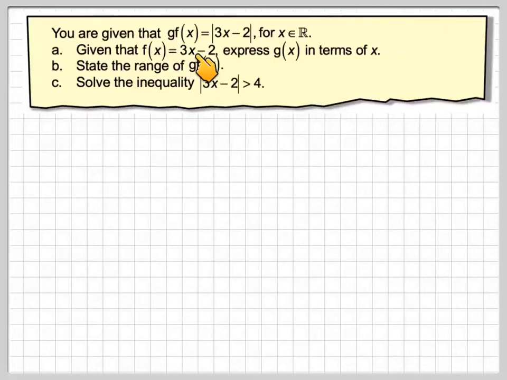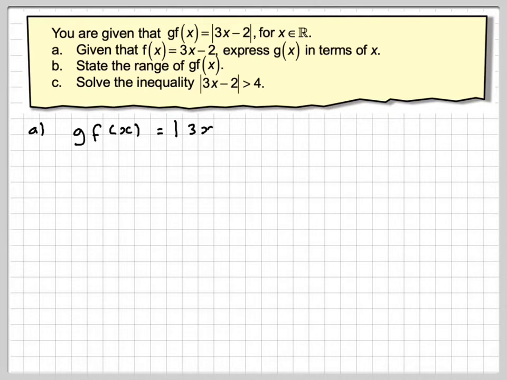We're given that gf of x is the absolute value of 3x minus 2 for x belonging to the set of real numbers. Given that f of x is 3x minus 2, express g of x in terms of x, state the range of gf of x, and then solve the inequality 3x minus 2 is greater than 4.